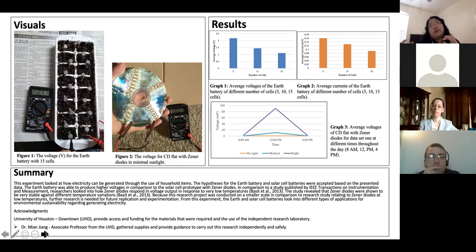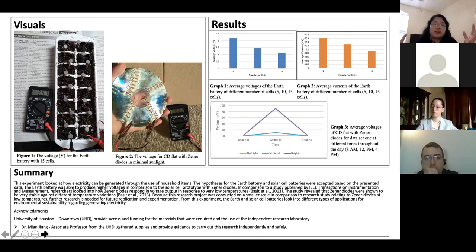In figure two, I created a solar cell prototype by wrapping copper wire around the CD flat with Zener diodes, and I measured the voltages at different times throughout the day. From the results, the voltages and currents decrease as the number of cells increases. For the CD flat with the diodes, the voltages vary throughout the day, and this means that temperature does play a role and have an impact on the voltages.